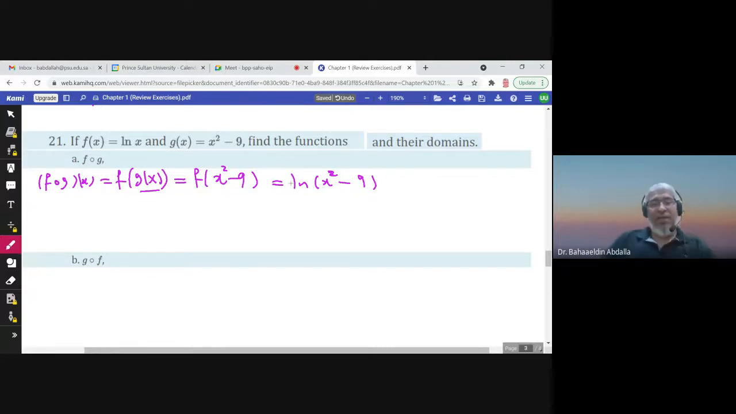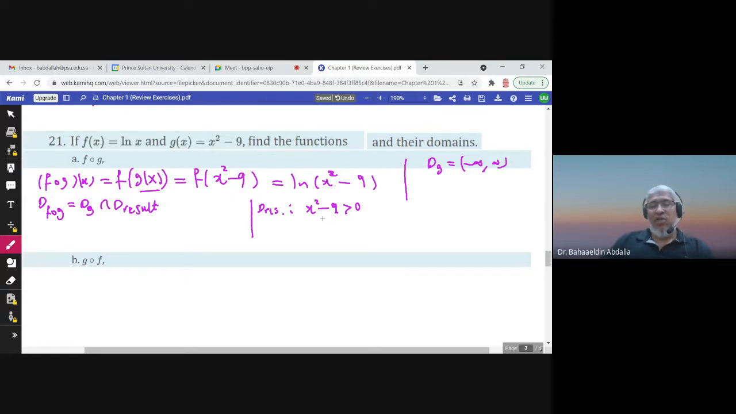Now, how to determine the domain of f circle g? We know that the domain of f circle g equals the domain of g intersection the domain of the result. Well, the domain of g is all real numbers. We don't have a fraction or a square root. For the domain of the result, x squared minus 9 should be greater than 0. And this is a second degree, a quadratic inequality.